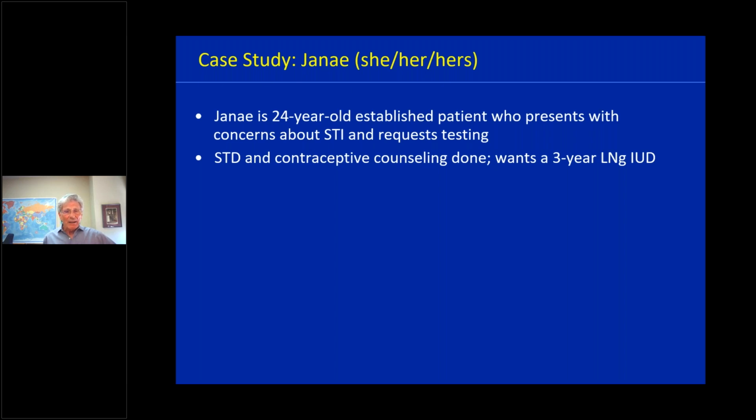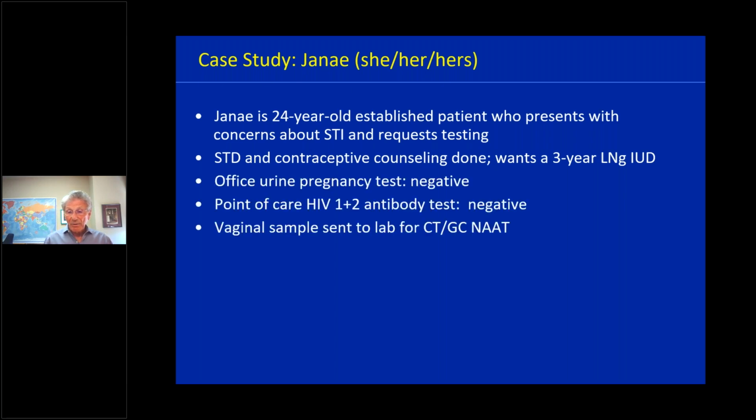Okay, so our first case study is Janie. She's a 24-year-old established patient who comes in because she has concerns about whether she acquired a sexually transmitted infection and she wants to be tested. Now, during Janie's visit, it also came up about what method of contraception she is using, what she would like to do, what are her reproductive intentions, that is to say, would she like to get pregnant anytime soon? And her answer was, yes, I really want to be protected, and no, I'm not planning on getting pregnant anytime soon. Her decision was she wanted a 3-year levonorgestrel IUD.